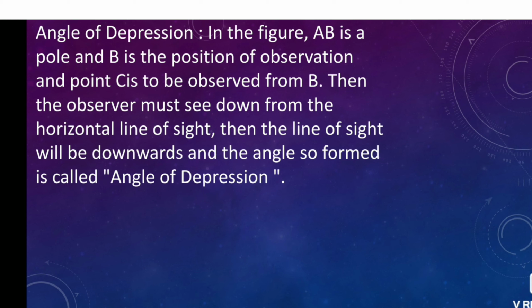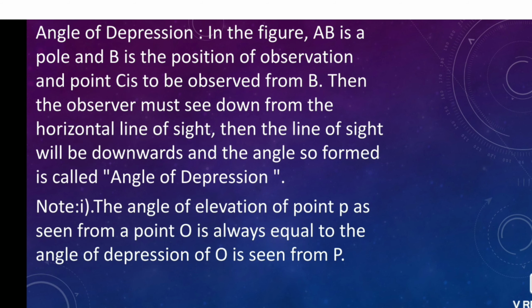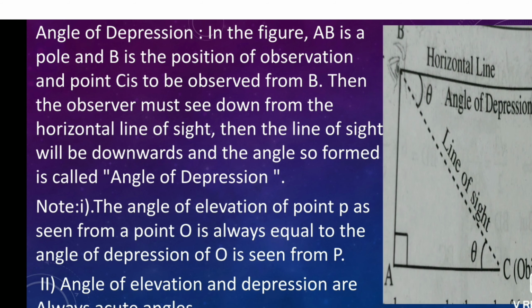Next, angle of depression. In the figure, see that AB is a pole and B is the position of the observer, and point C is to be observed from B.